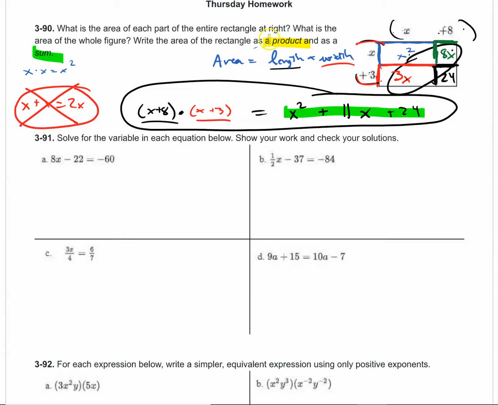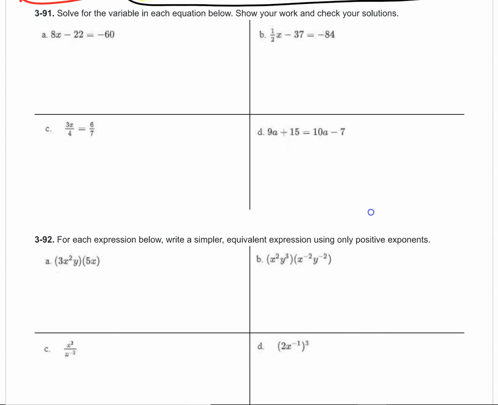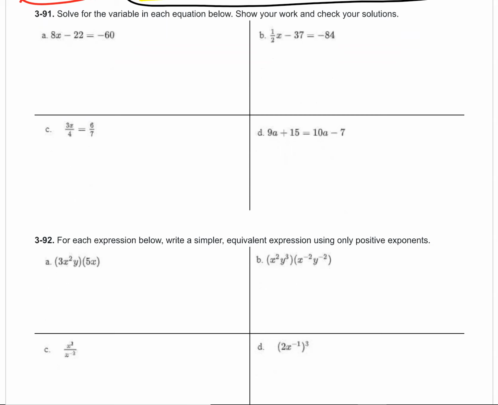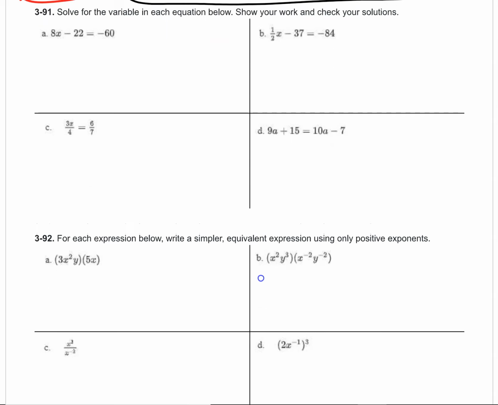And area as product is this one here. Area as sum is the expression on the right. 391, solve for the variable in each equation below. Show your work, check your solutions. All right, let's do it.